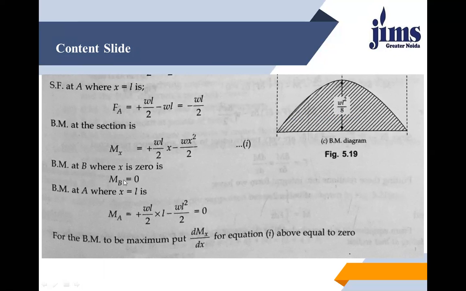And for maximum bending moment, we have to use the maxima-minima condition. We differentiate the moment with respect to distance x, and find the value of x where the condition dM/dx equals 0 is satisfied.